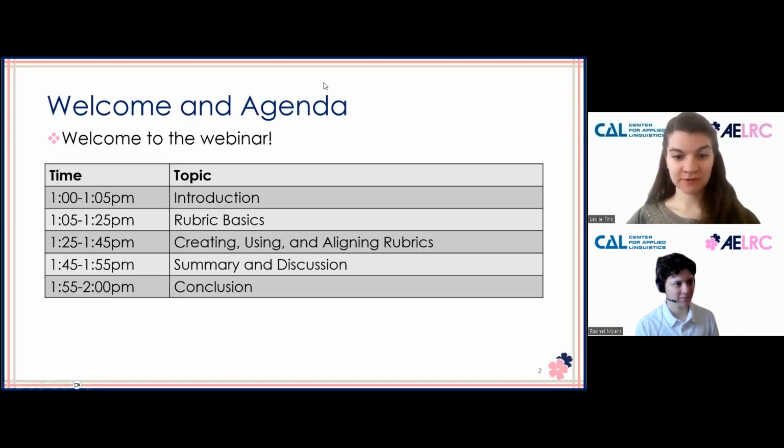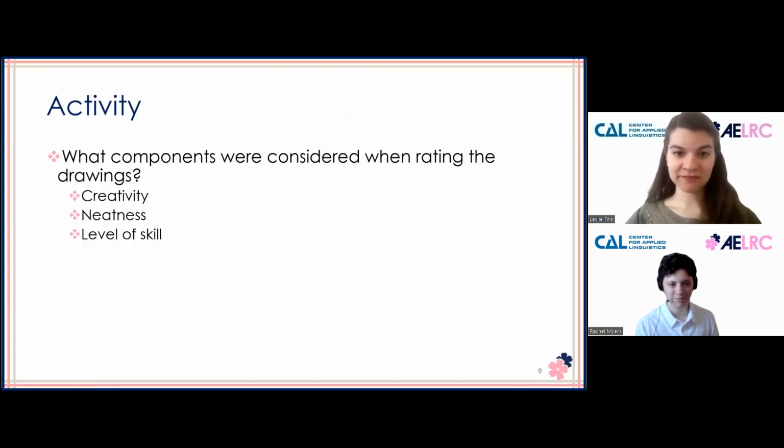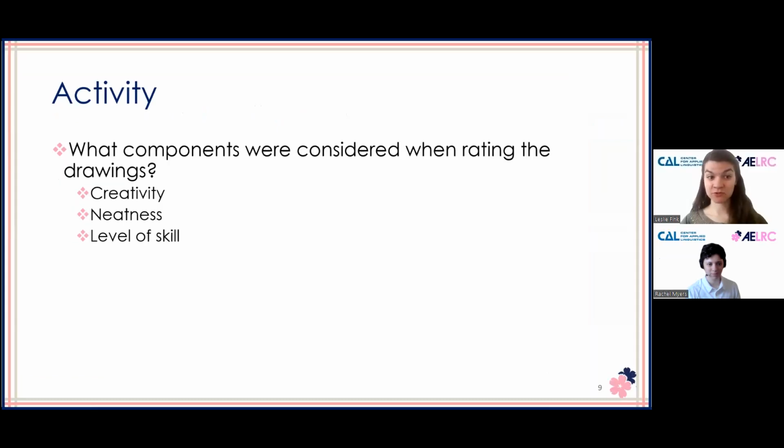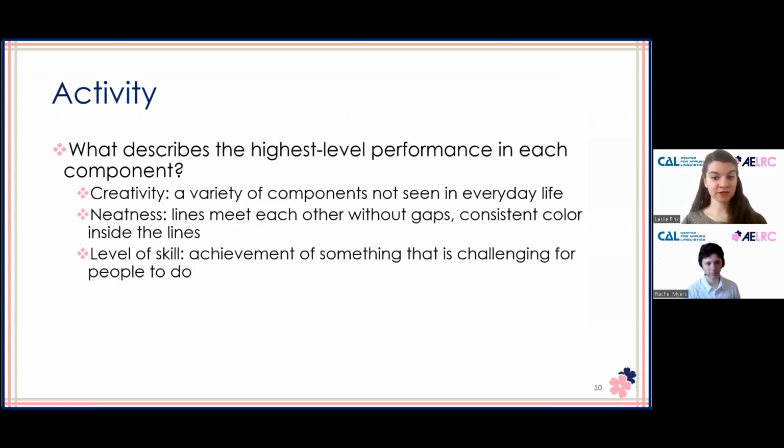All right, so I will share my screen again. And let's think about the components that I considered when I was rating these drawings. So first, I asked for more creativity. Then I also wanted the drawing to be neater. And finally, I asked for something that was more complex, which would show Rachel's level of skill. So let's think about what characterized that final drawing. It was creative, which meant it had a variety of components that aren't seen in everyday life. Neatness refers to things like smooth lines that meet without gaps and consistent coloring, and Rachel showed their level of skill by successfully doing something that is challenging for people to do.